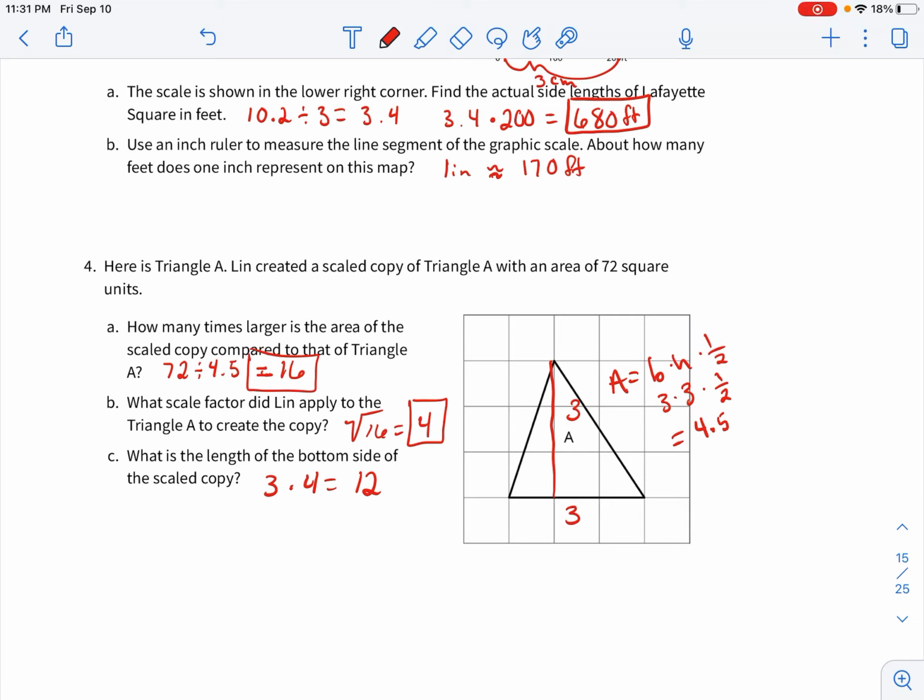It says, what is the length of the bottom side of the scaled copy? Well, we know the original is 3, and we have to multiply the original lengths by our scale factor. So 3 times 4 gives us 12. All right, and that is the answer key to that worksheet.